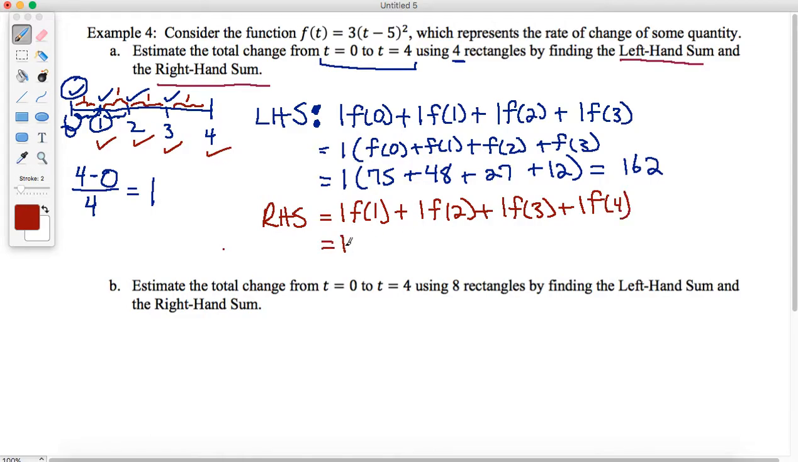Again, I can write it in factored form, and I'm going to go ahead and put in the values of these things. So f of 1 is 48. F of 2 is 27. F of 3 is 12. F of 4 is 3. Add those up, multiply by 1, I get 100. Sorry, I don't get 100, I get 90. Okay? And so that is what I get when I use my left and my right hand sums.